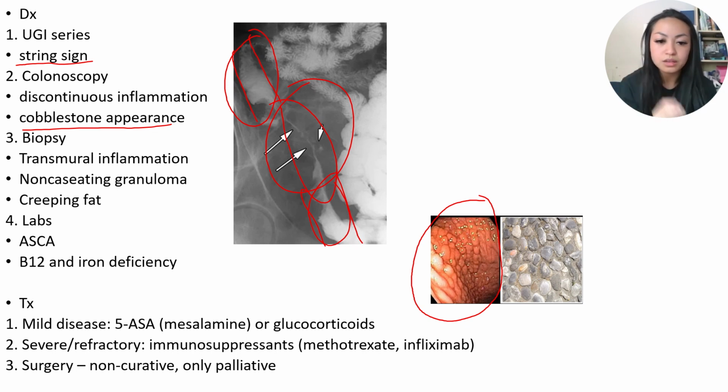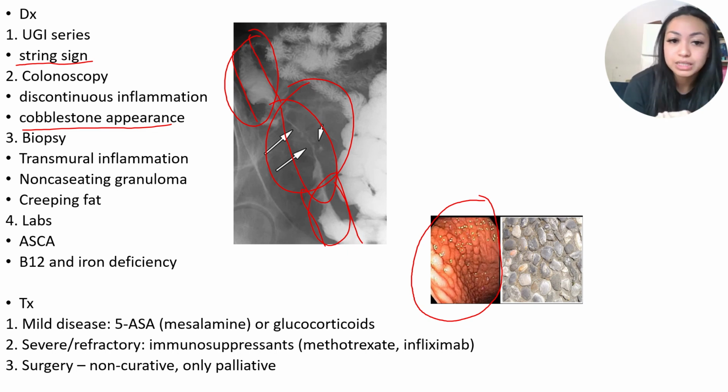Okay. The next thing you can do is a biopsy. Okay, so if there is any uncertainty with the diagnosis, you can always do a biopsy. And in the biopsy, what you're gonna see is transmural inflammation. So inflammation of all layers of the membrane. Okay, not just in submucosa and the mucosa. It's a transmural inflammation. What you can also see is non-caseating granulomas. Okay, non-caseating granulomas. Again, this is not specific, but it's what you're going to see when you do biopsy.